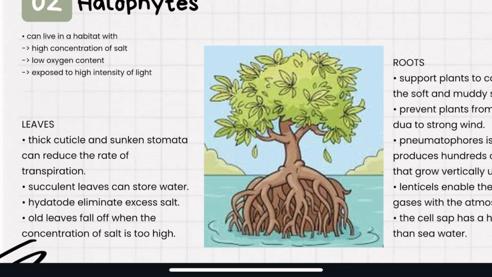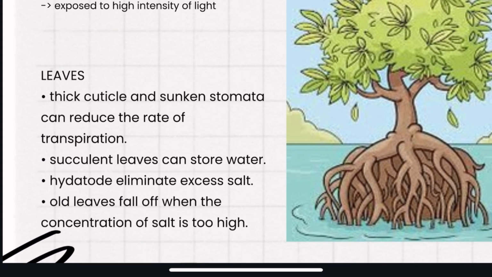For the mangrove tree's leaf, we can see here the thick cuticle and sunken stomata can reduce the rate of transpiration. Next, we have succulent leaf can store water. Hydatid eliminates excess salt, and the leaf only falls off when the concentration of salt is too high. So it means the old leaves that store salt will fall off when the salt concentration they store is too high. So the leaf has a special structure that we can identify as hydatid. Hydatid's function is to eliminate excess salt.